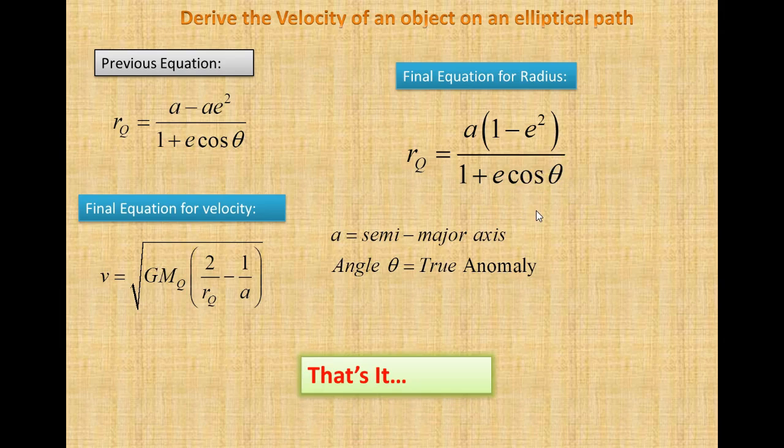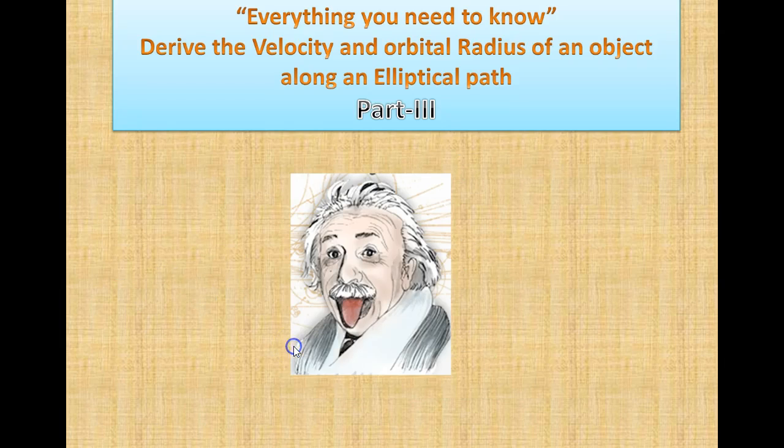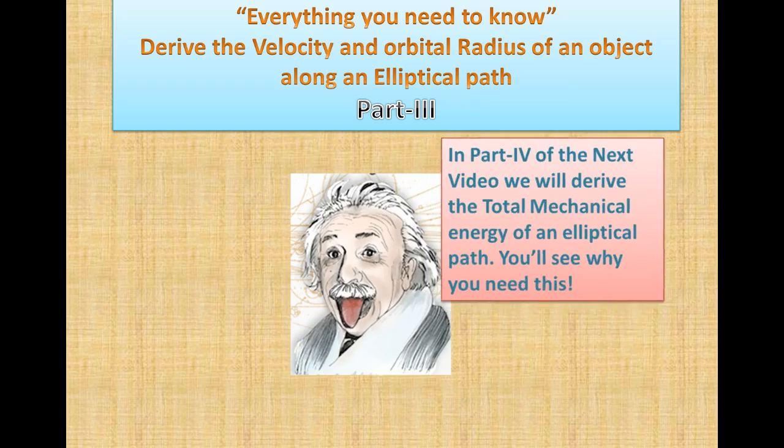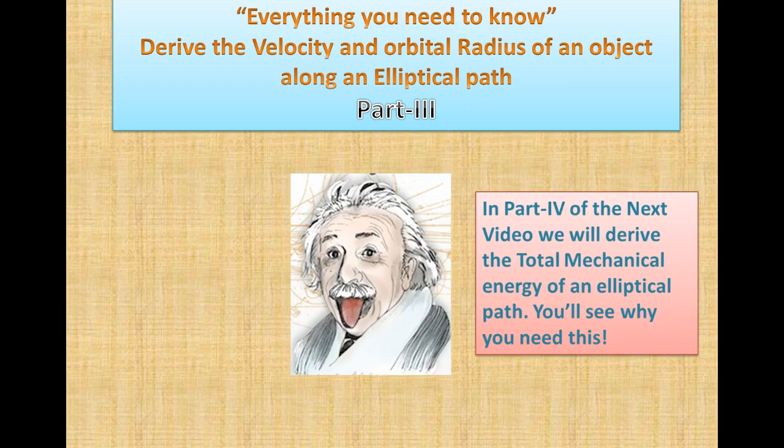And that's it. There was a lot of calculation we went through for that, but it's going to come in handy in our final video. Well, we derived the velocity and orbital radius of an object along an elliptical path. In part 4 of the next video, we will derive the total mechanical energy of an elliptical path. You'll see why you need this. That's going to be a very good example problem, and you'll see why we need that.